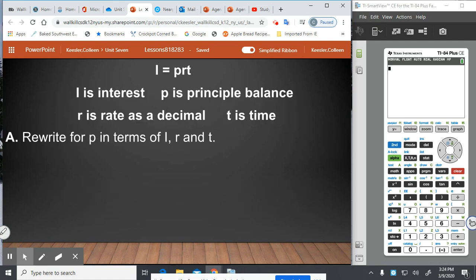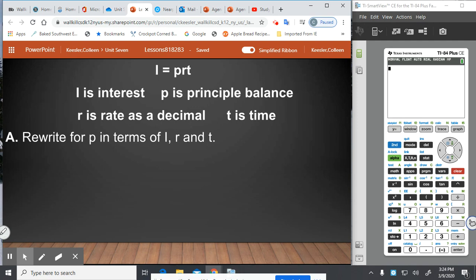So here's our first equation. We have I equals PRT, where I is the interest, P is the principal balance, R is rate as a decimal, and T is time. So this is a different interest formula. It's what we call simple interest. It's not like the decay and growth formulas that we are using, so please don't confuse them.